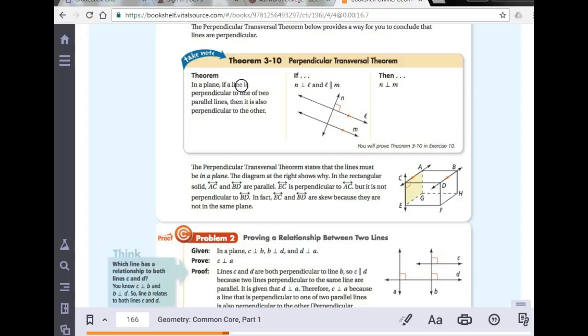It says, in a plane, if a line is perpendicular to one of two parallel lines, then it's also perpendicular to the other. So what they're talking about here is if this line right here is perpendicular to line L, but L is parallel to line M, then if it's perpendicular to L, it's also going to be perpendicular to M. That's what this rule is saying. Okay, now let's use this in a proof over here.